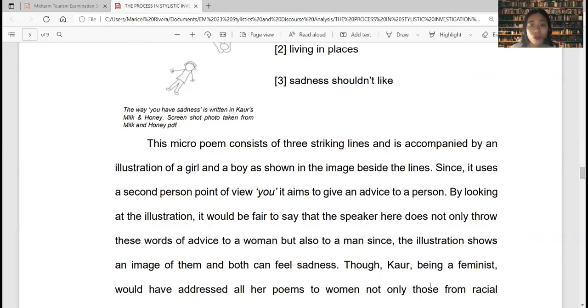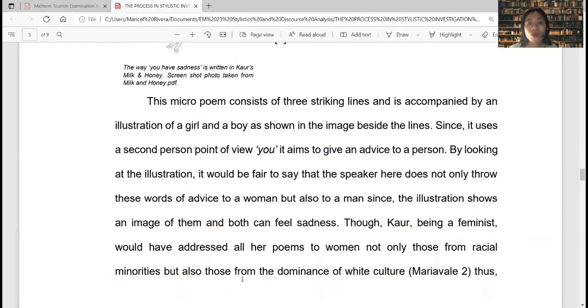So though Kaur, the author here, Rupi Kaur, being a feminist, because if you search on her background, she is a certified feminist, would have addressed all her poems to women, not only those from racial minorities, but also those from the dominance of white culture. You know already, class, the West, or those people who are white, are considered to be superior to those people who are black or brown. That is our notion.